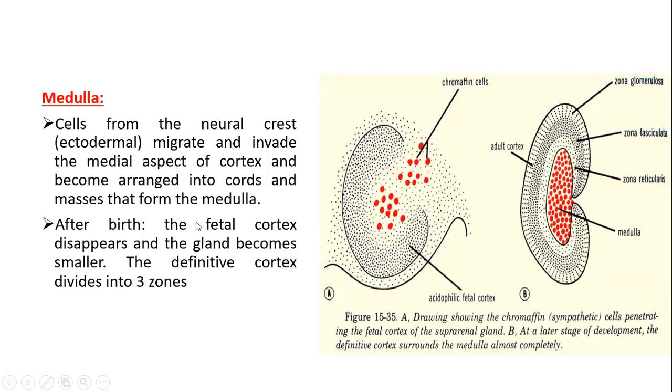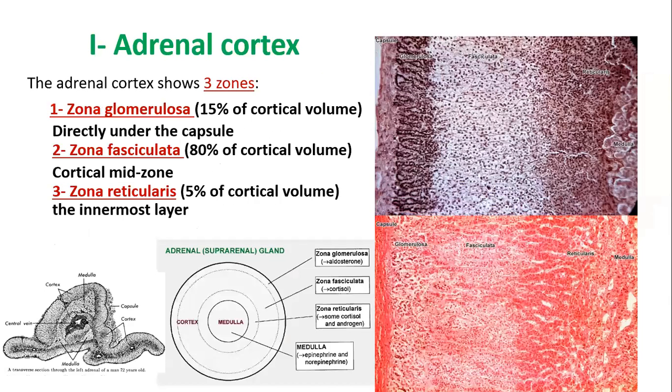Okay, so after birth, the fetal cortex disappears and the gland becomes smaller. The definitive cortex divides into 3 zones, which we have seen. Okay. Now coming to the adrenal cortex, as we saw, it is divided into 3 zones. In case of adults, there are 3 zones within the adult cortex. This is the whole suprarenal gland. Inside we can see we have the medulla, and outside we have the cortex.